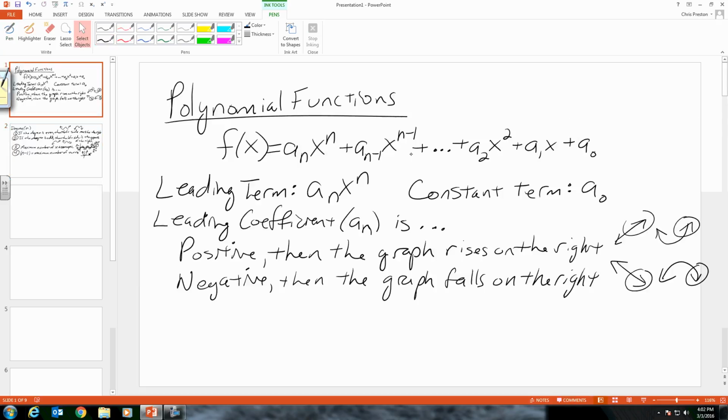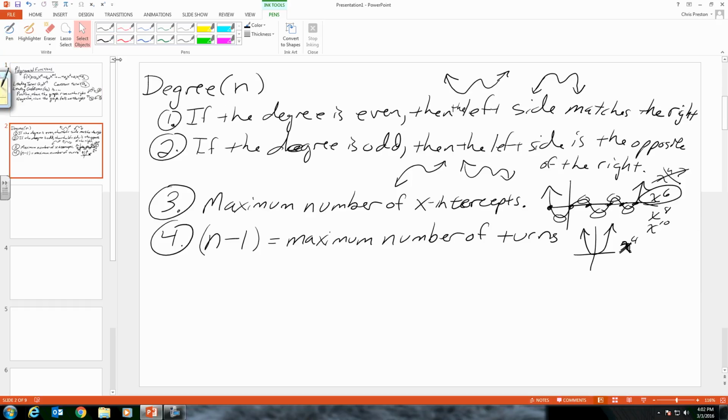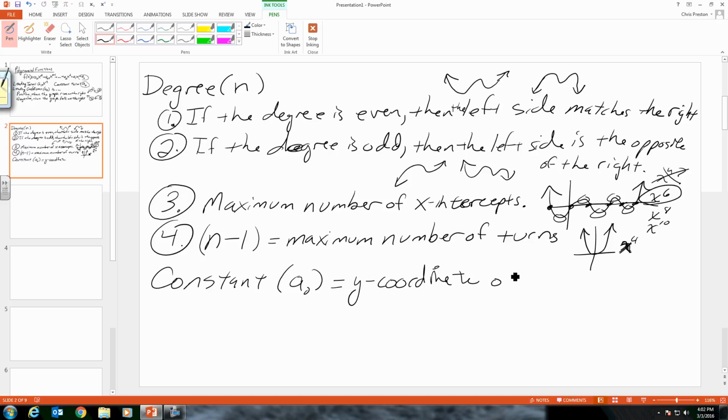The constant, this constant term, a sub 0, right? The number at the end of our statement without a letter. What does it tell us? Well, the constant is the y-coordinate of the y-intercept. So the y-intercept is going to be 0 comma a sub 0.